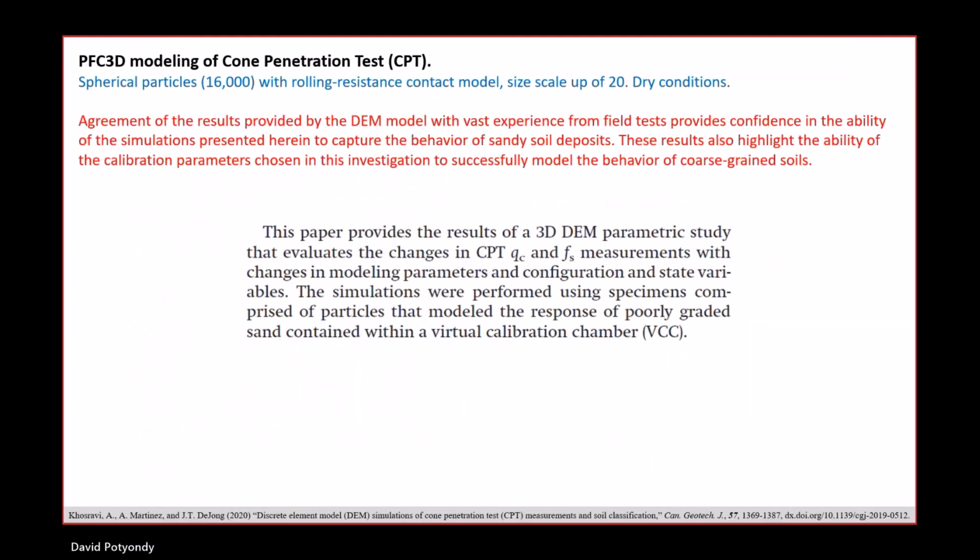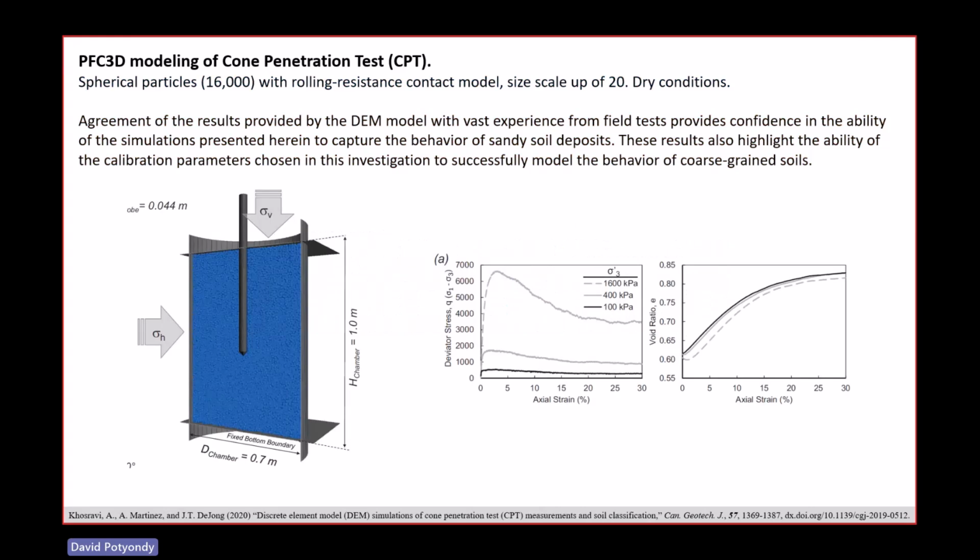The last thing I wanted to mention here is, again, spherical particles, rolling resistance. This was PFC 3D, 16,000 spheres. And they modeled this cone penetration test where you drive this sucker into this material, right? So, this is supposed to be soil. So ideally this should be infinite size, but they can't do that. So they made a chamber. Hopefully the boundaries are far enough away.